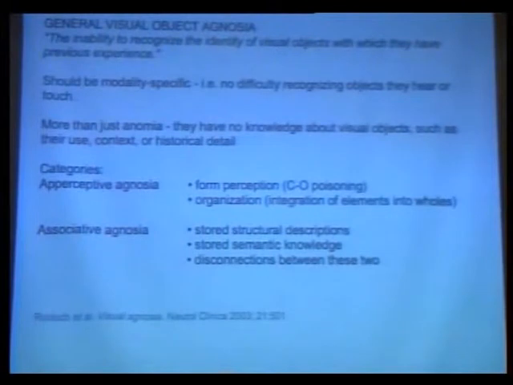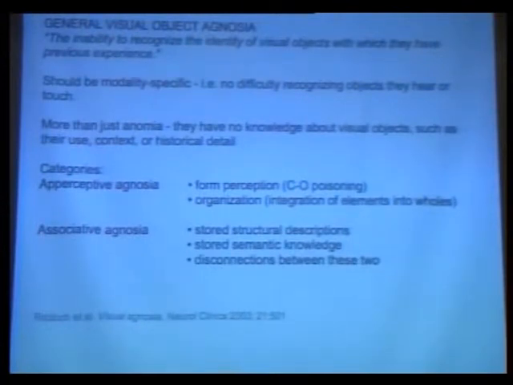Two, general visual object agnosia. This is the inability to recognize the identity of visual objects with which you have previous experience. To qualify as a visual object agnosia, it should be modality specific. In other words, if you show them a bell, they don't know what it is. As soon as you ring it, they know what it is because they can hear it. So it's modality specific. It's just vision, it's not auditory. If it's multimodality, it could be more of a semantic problem.